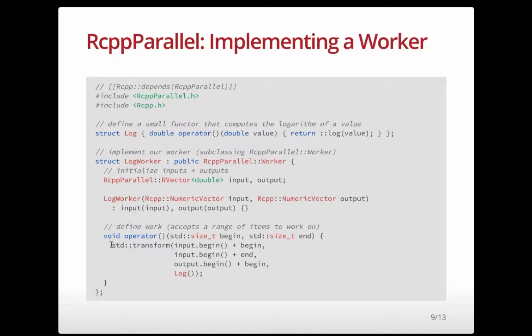And here I'm using an STL algorithm, std::transform, that takes input iterators and an output iterator and a function to apply as it goes through. So each worker is going to do a bunch of work in serial, but behind the scenes, parallelFor is generating a whole bunch of these workers that will do this work across different slices of data, and they'll do that work in parallel.